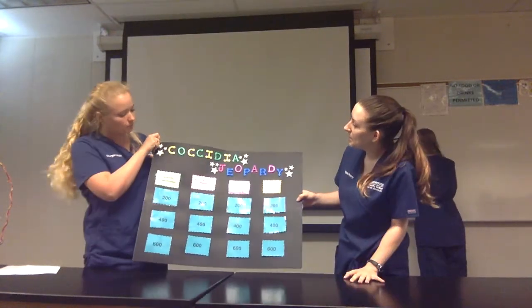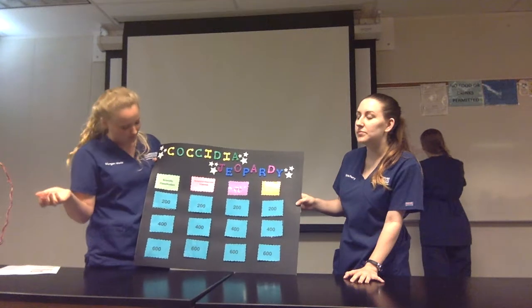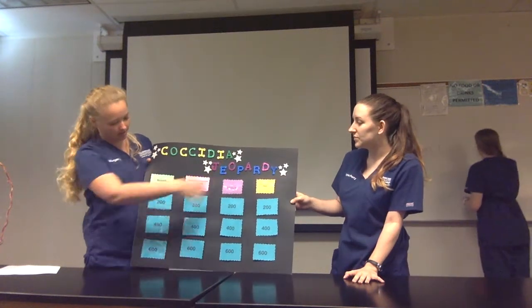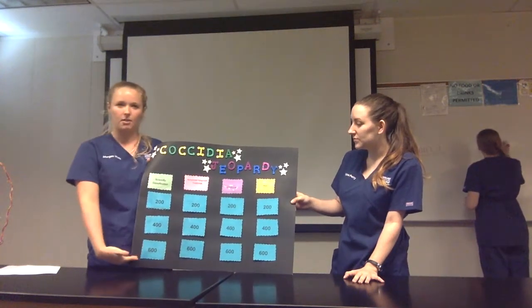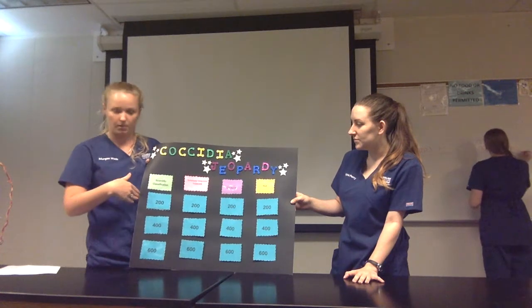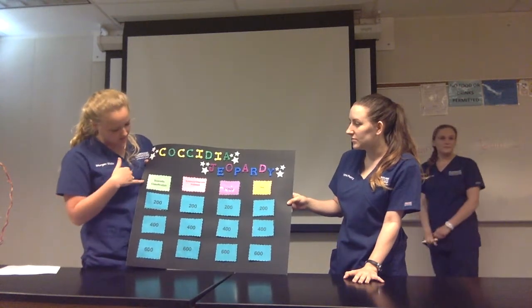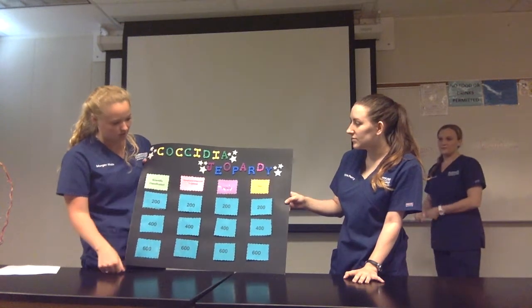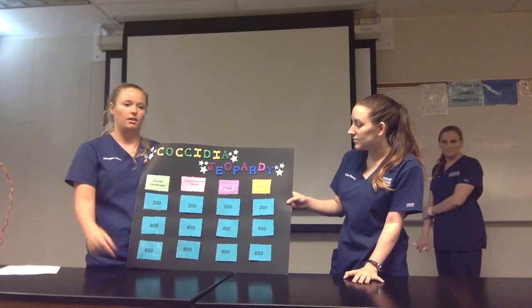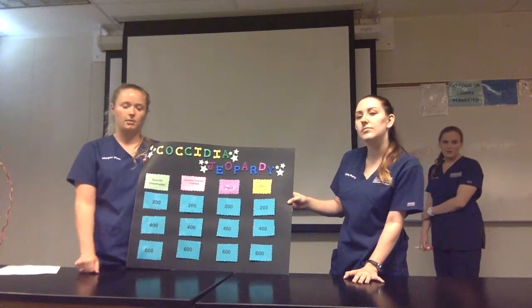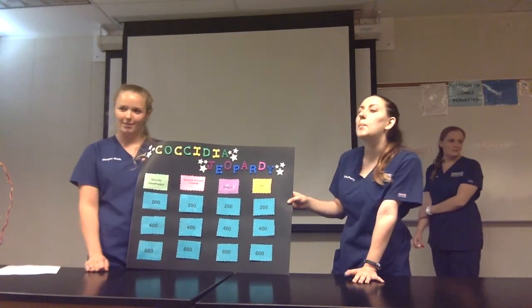Alrighty, so y'all all played Jeopardy before. These are the categories, and then as you go down, 600 is obviously going to be the harder questions, 200 is going to be the easiest. We have scientific classification, symptoms, diagnosis and treatment, life cycle, and host. And y'all can use the handouts that we gave you kind of as an open note Jeopardy game.